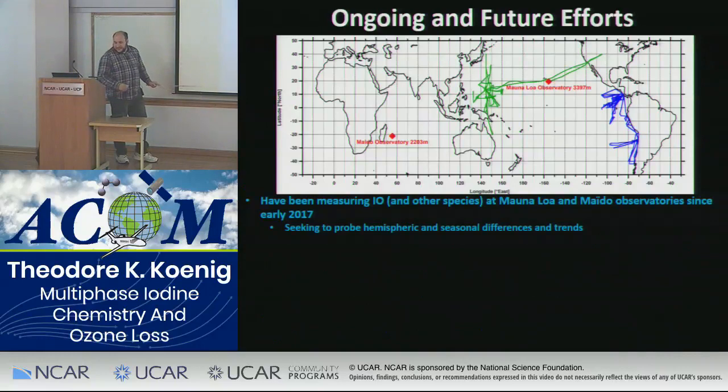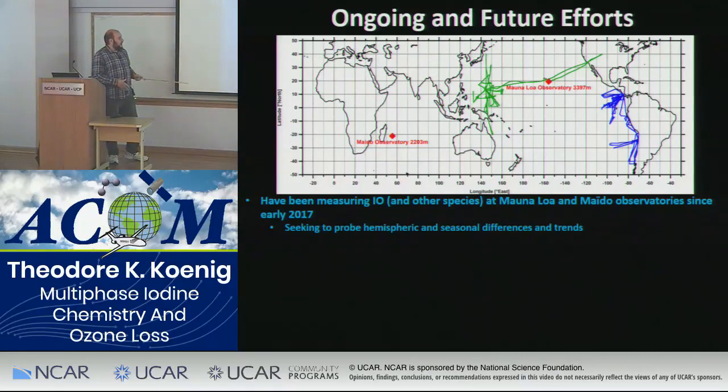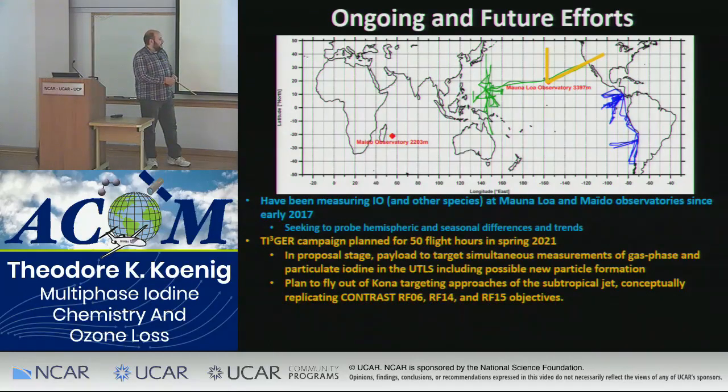So a first step toward that is that since early 2017, we've operated 2 mountaintop sites, one at Maido Observatory on Reunion Island, another at Mauna Loa. And we've been getting data on IO and other species, which at this point is a little over 2 years long. So we're going to be looking at that for hemispheric seasonal trends, trying to see if there's anything going on. And we have the TIGER campaign, which is currently in the proposal stage, planned for spring 2021.